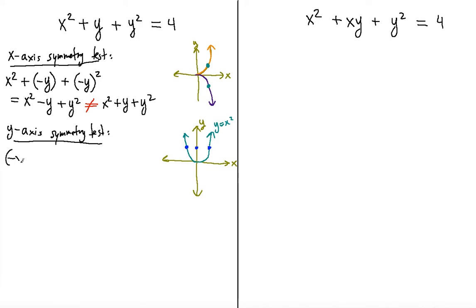So let's see, minus x squared plus y squared. What does that give us? That gives us x squared plus y squared, because negative x squared is the same thing as x squared. So that matches the original left side. It doesn't change the equation. Bingo. So that means y-axis symmetry for sure for the given equation.